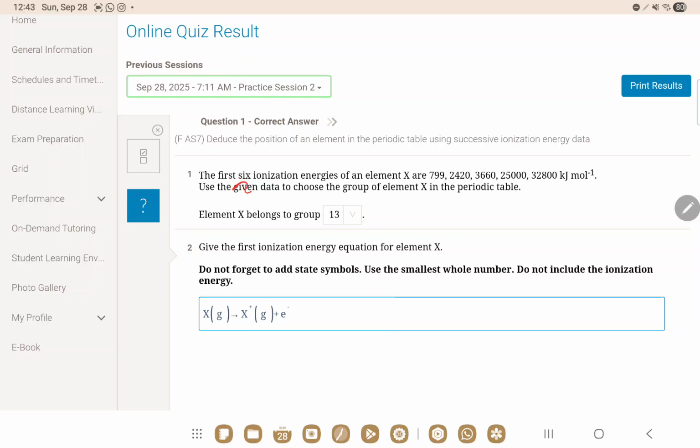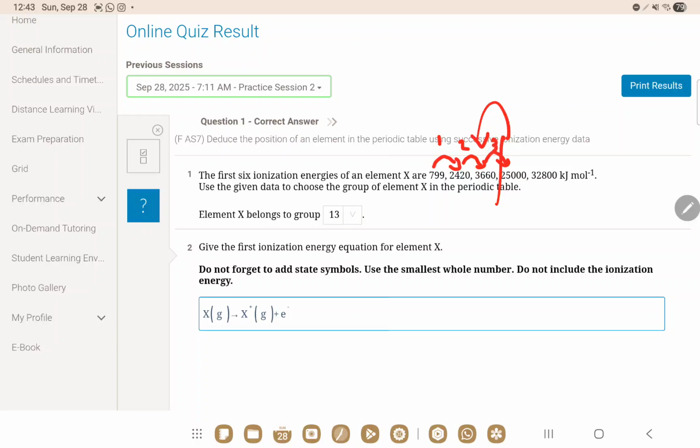Anyways, the first 6 ionization energies are 799, 2400, and then 3000, and then it jumps. What you're trying to do is look where it jumps, like a huge jump from 3000 to 25,000. So you draw a line, and the element is the one before it. So it is in group 1, 2, and it is in group 3.